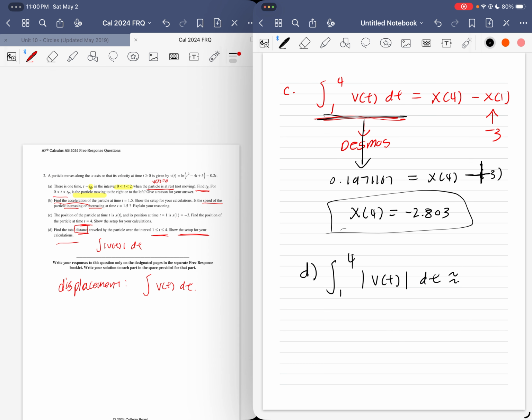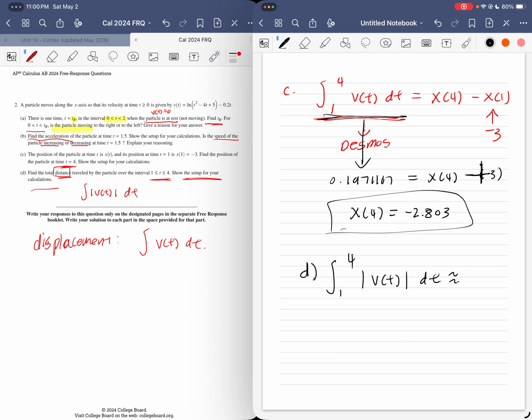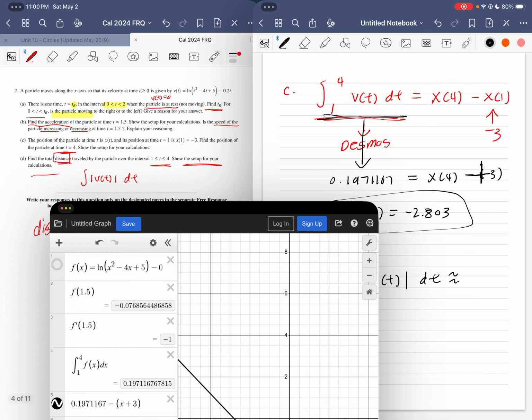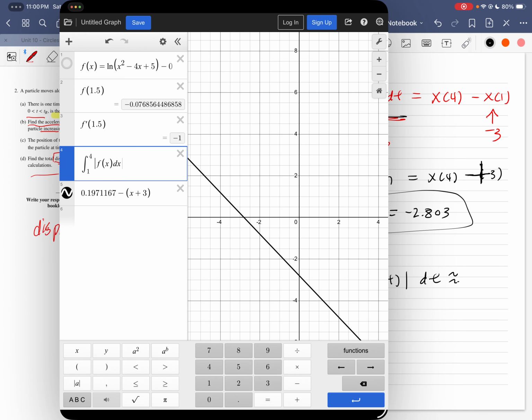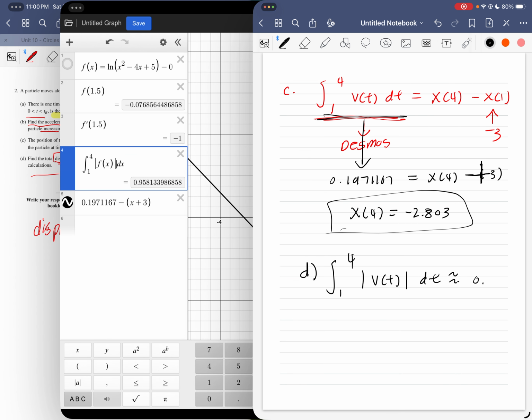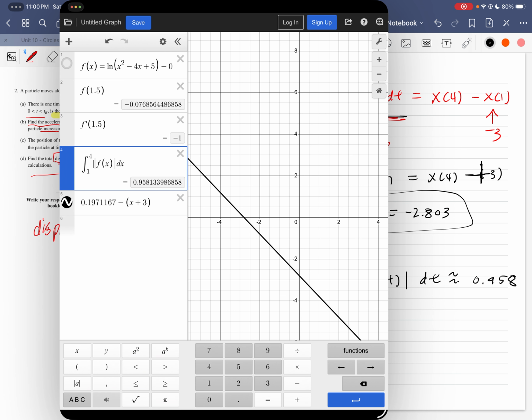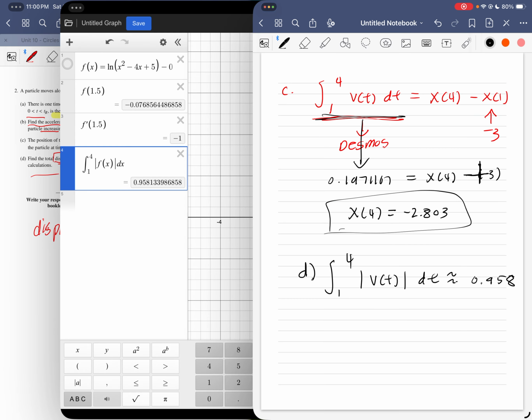Does it say to write down the unit? No, it didn't even give us the unit, so we're good. So let's do this. The only thing we have to do is plug in the absolute value. That's it. Here. 0.958. That's it. Do you see here? I just put the absolute value because I already got the displacement, so why bother rewriting it? That's it. All right, so that's about it.